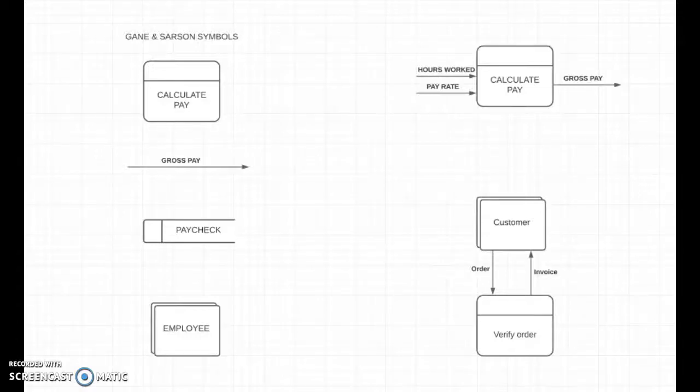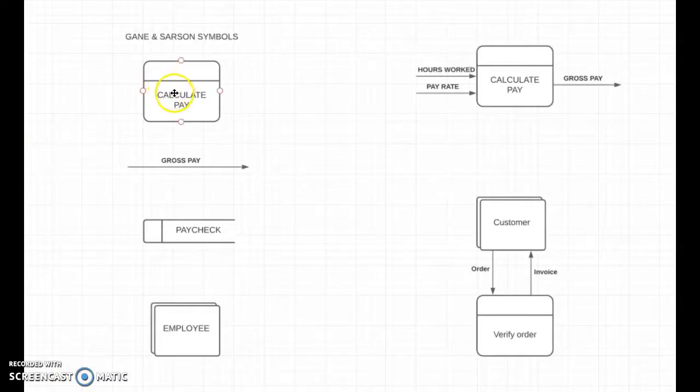Data flow diagram symbols. There are two symbol sets, the Gane and Sarson symbol set and the Yourdon symbol set. We'll be talking about the Gane and Sarson symbol set primarily. There are basically four symbols that a data flow diagram represents. They are process symbols, data flows, data stores, and entity symbols.